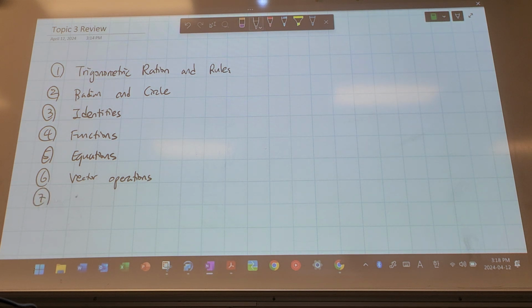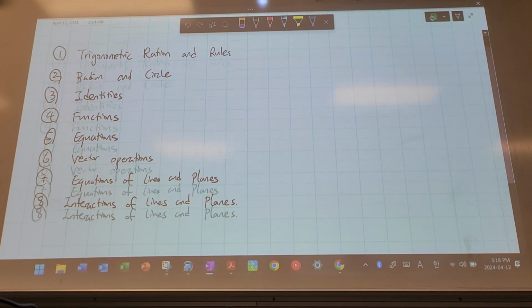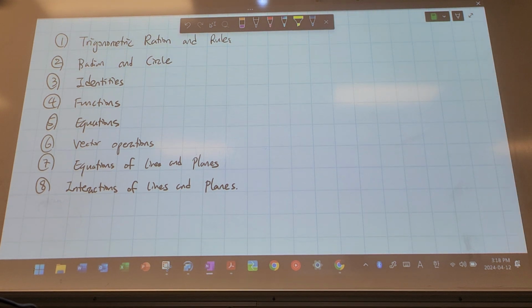And then we have the equations of lines and planes. And lastly, we have the intersections of lines and planes. Okay, so we have 5 parts of trigonometry and 3 parts of vector geometry. So let's start with the trigonometry, the easy stuff.